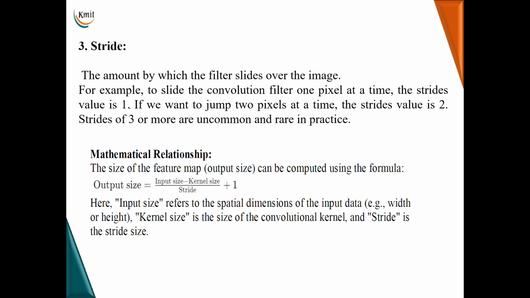Coming to the next parameter, which is stride, it is nothing but the step size. The output size is (input size minus kernel size) divided by stride, plus 1. We can have a step size of 1, 2 or 3. This is the formula to calculate the output size of the convolved feature. When you have the size of the image, the kernel size and the stride size, it will generate the size of the output image.